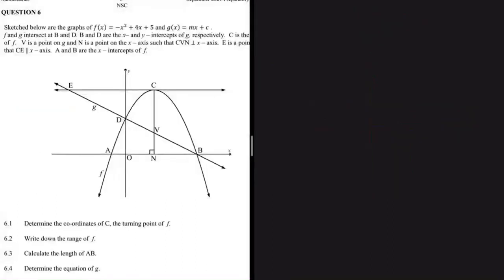Grade 12 Mathematics, Paper 1, September 2021, right? Past trial examination question on parabolas. We have a 6.1 here saying to us, let's determine the coordinates of C, the turning point of f, right? So let's look at the equation of f first, right? f is given to us as minus x squared plus 4x plus 5.